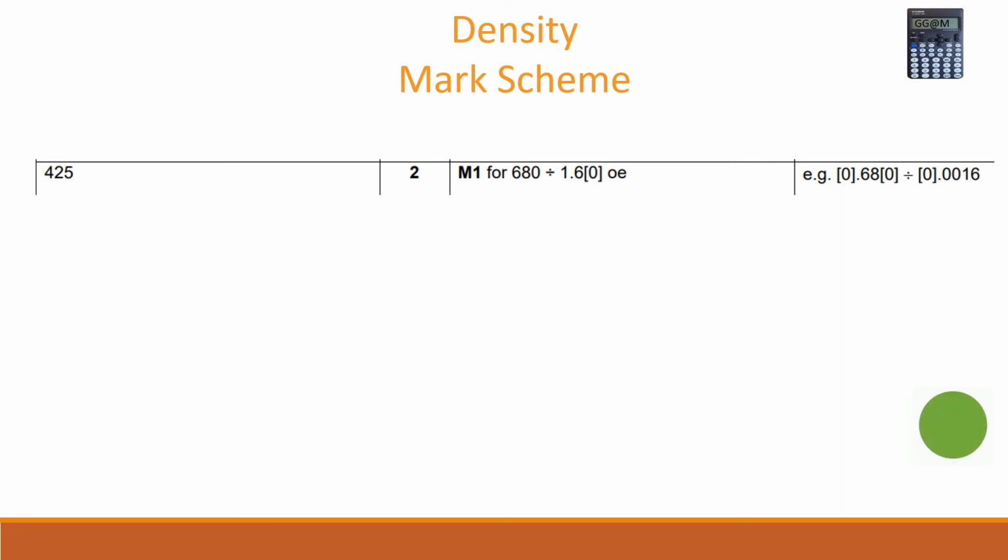The mark scheme on this question shows there are 2 marks. M1 means 1 method mark for getting the 680 divided by 1.6. OE means or equivalent. So this OE here on the end means or equivalent. So if you did something equivalent to that, you would get 1 method mark for it in the exam.